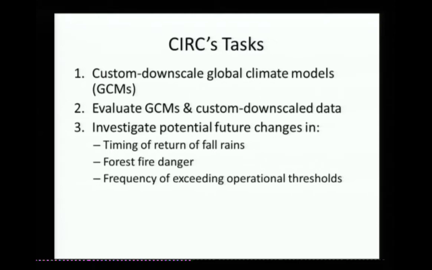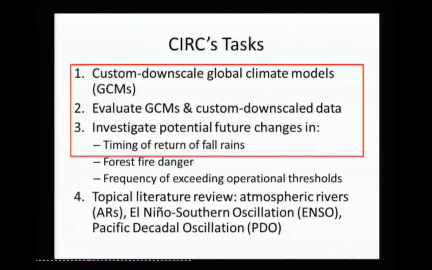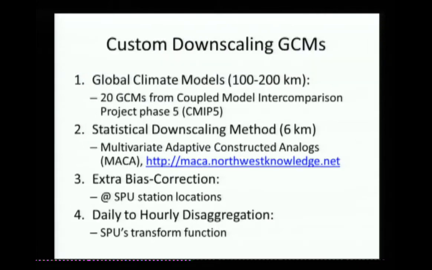And thirdly, to investigate future changes in relevant questions, such as the timing of fall rains, forest fire danger, and the frequency of exceeding operational thresholds. And fourthly, to dig into the literature and understand the current understanding on future changes in atmospheric rivers, El Niños, and the Pacific Decadal Oscillation. For this talk, I'm going to focus on the top three, and I'll show some preliminary results from our analysis on the return of fall rains.